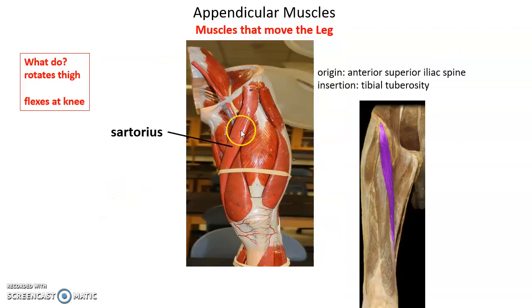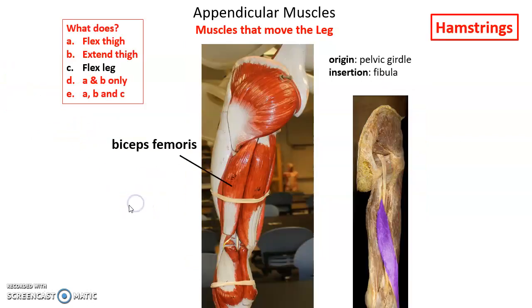Sartorius is this thin strip-like muscle going from the anterior superior iliac spine all the way across to the tibia. It is a thin strip of a muscle. It helps to laterally rotate the thigh, twist the leg so that it's sort of the knees going laterally or out. And it also, because it crosses the knee joint, helps to flex at the knee.